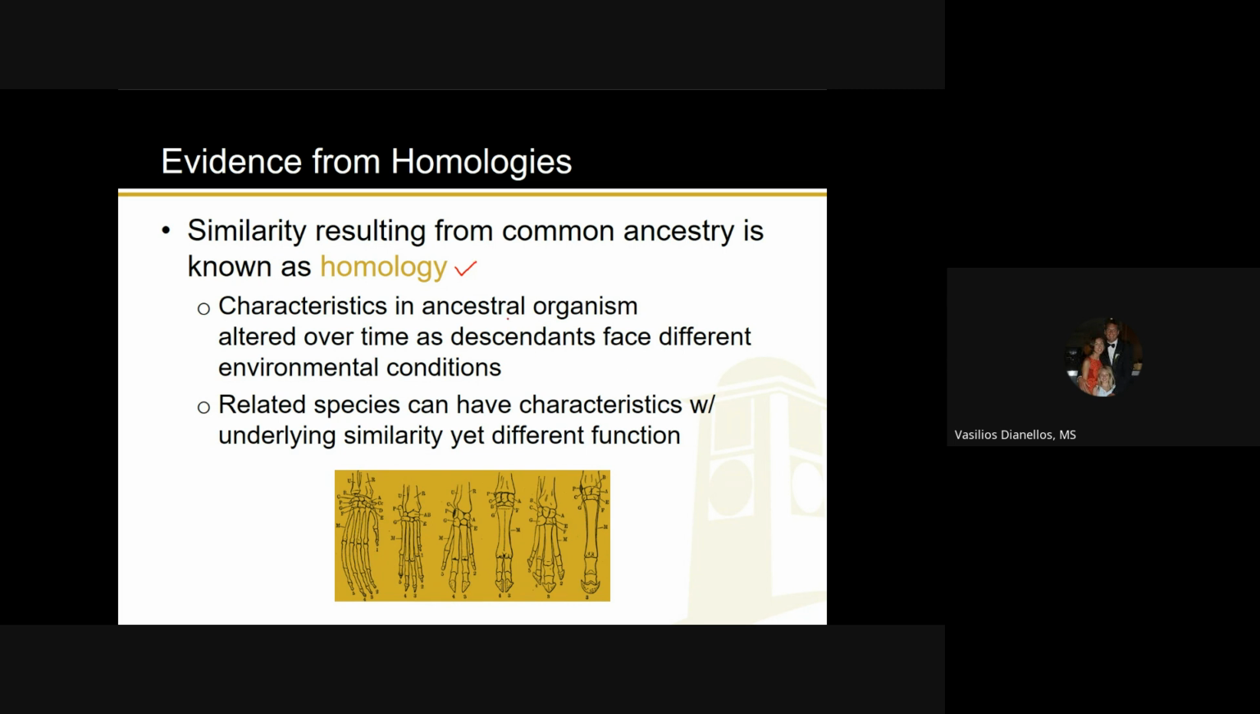So characteristics in an ancestral organism altered over time as descendants face different environmental conditions. So again, all of us tetrapods, we all have 4 limbs, but throughout the millions and billions of years of these species going into different areas and having different environmental conditions, they adapted to their conditions, right? So this is why we have so many different species now. So related species could have characteristics that have underlying similarity yet different functions.